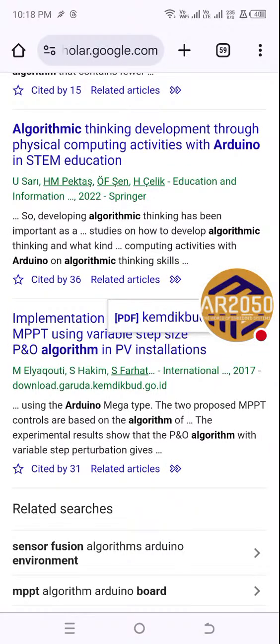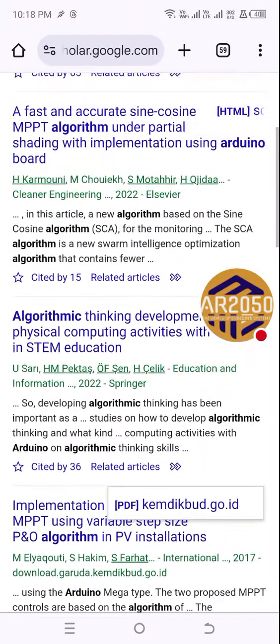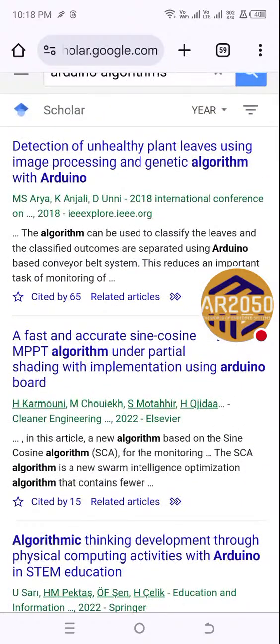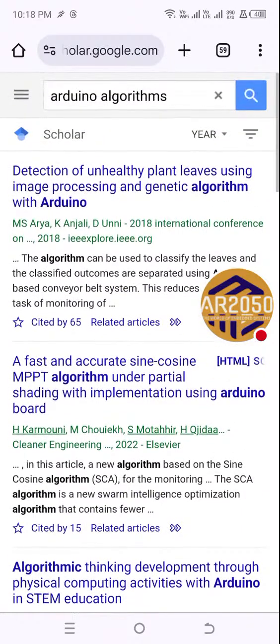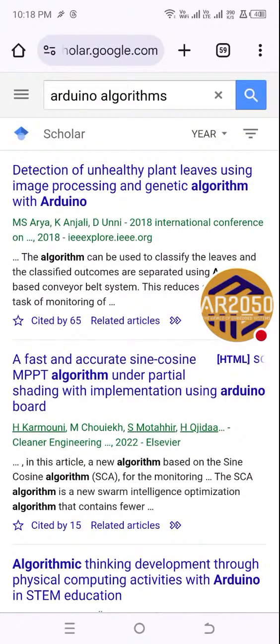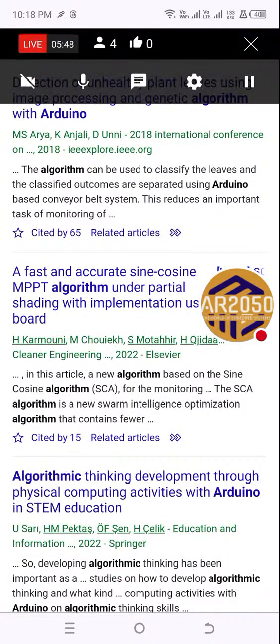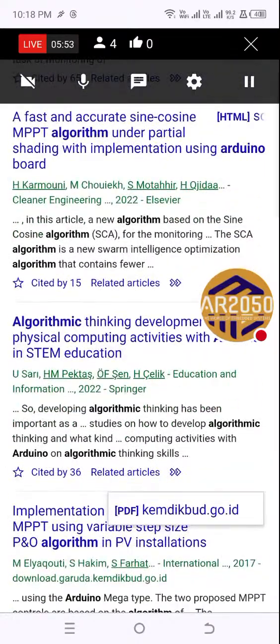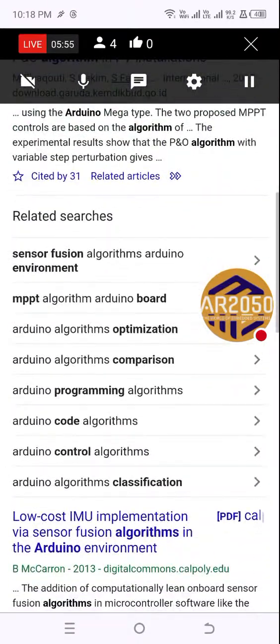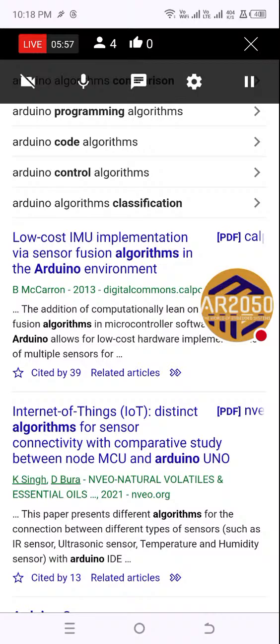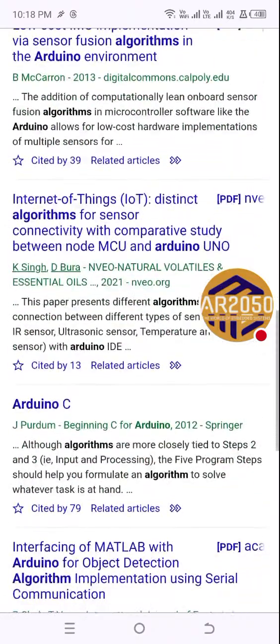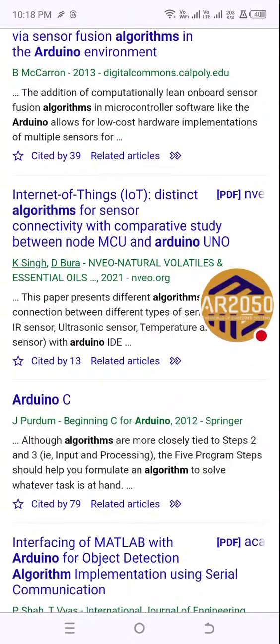Implementation of MPPT algorithmic. No, we will look further into the genetic algorithm and the MPPT algorithm, and will further shortlist. The IMU implementation is also one of the good things. So the sensor fusion.